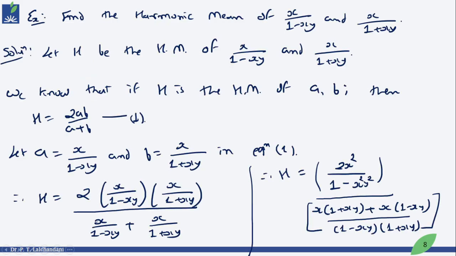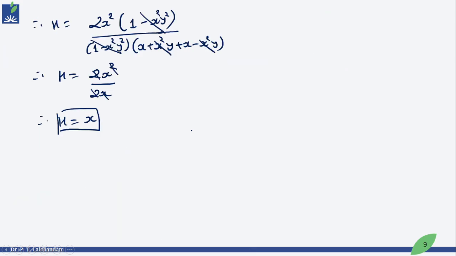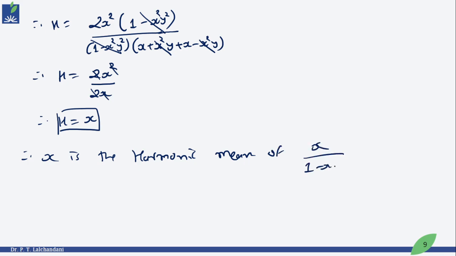H is equal to x. And what is h? H is the harmonic mean of a and b. In this case, a equal to x upon 1 minus xy and b equal to x upon 1 plus xy. So therefore, x is the harmonic mean of x upon 1 minus xy and x upon 1 plus xy. And this is your solution.